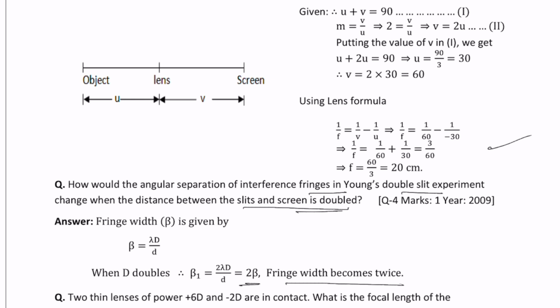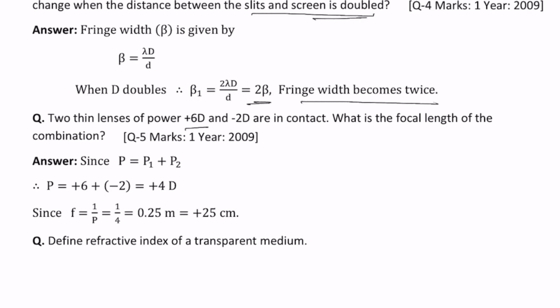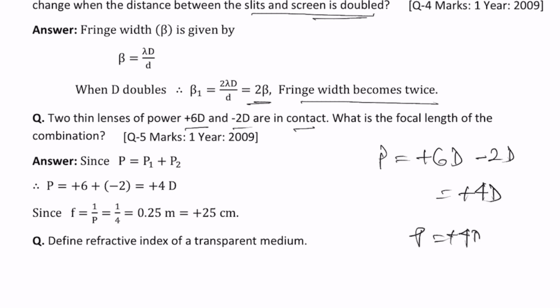Two thin lenses, plus 6 diopter and minus 2 diopter, are in contact. What is the focal length of the combination? So what is the power of the combination? Plus 6 diopter minus 2 diopter, this is plus 4 diopter. So power is plus 4 diopter. The focal length is equal to 1/4, but this is in meter, okay? So you have to convert it into centimeter. So multiply by 100, so it is 25 centimeter, correct?